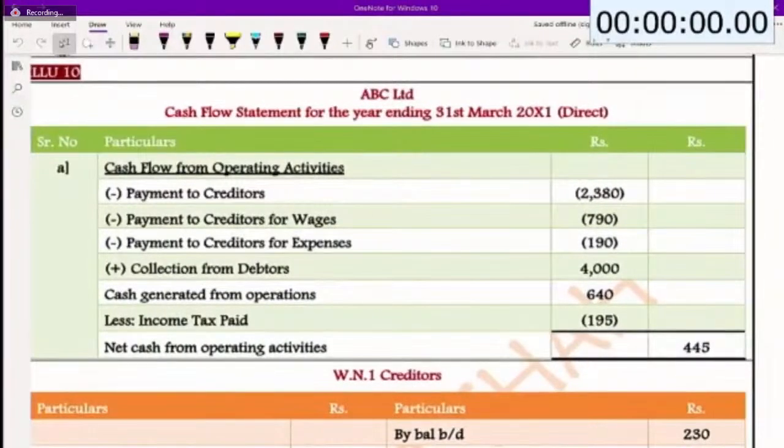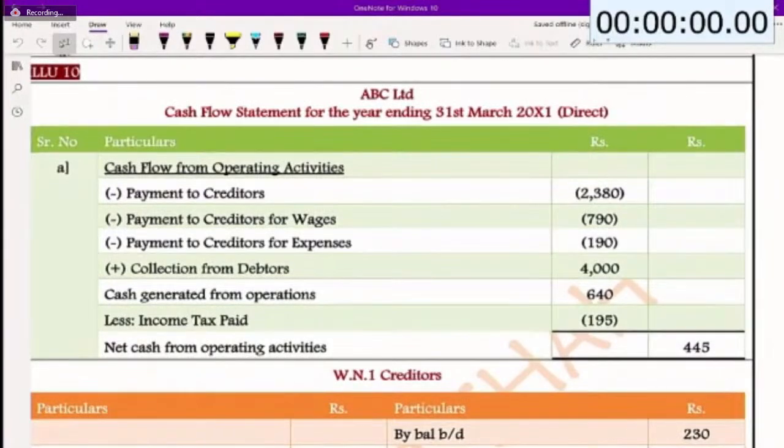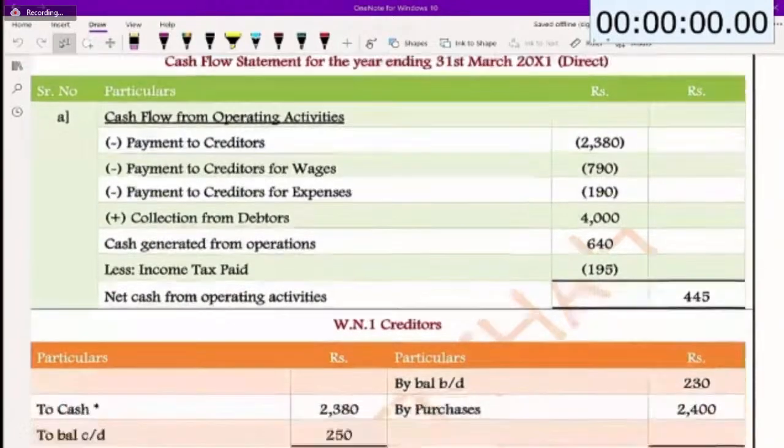Payment to creditors, we will deduct. Payment to creditors for wages, deduct. Payment to creditors for expenses, deduct. Collection from debtors, we added. And cash generated from operations less income tax paid gives net cash flow from operating activities. How are you getting these figures?